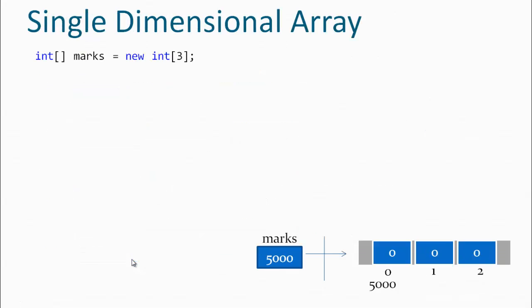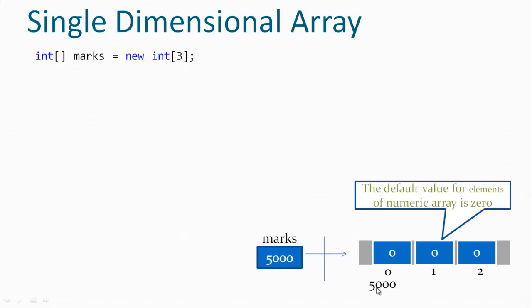Fine, to understand the concept well, let us have a look at this example. Here we are declaring marks, an array of 3 integers, say to store marks in 3 subjects. So you can see that the array will get created like this. Also, the default value for numeric array elements will always be 0. So all elements will be initialized to 0.